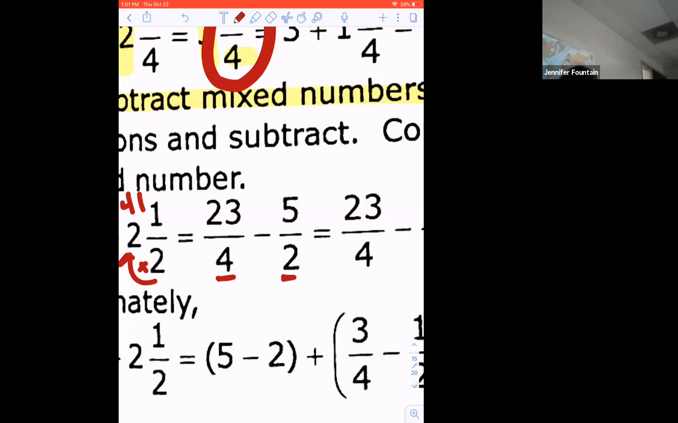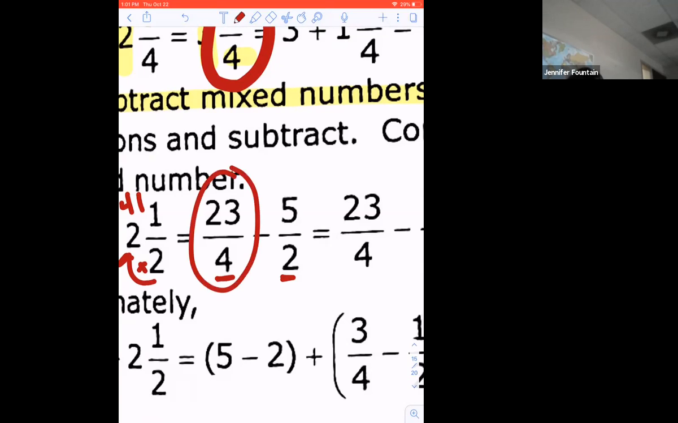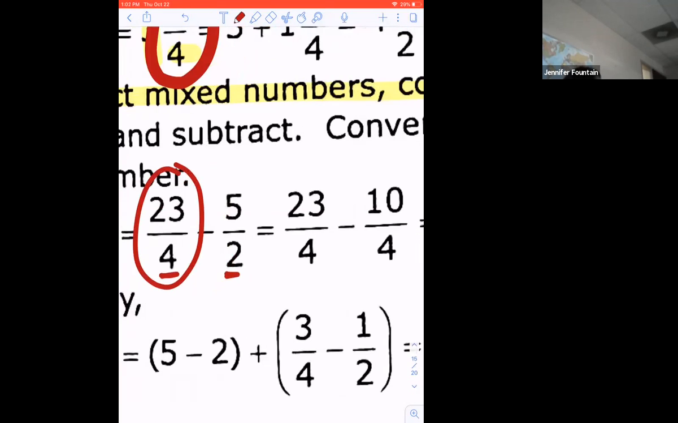And I can use my 4 because 4 divided by 4 is 1 and 4 divided by 2 is 2. So I know both of them will divide evenly into 4. So my first fraction, 23 over 4, gets to stay. But now I've got to change 5 halves to a denominator of 4. So I think about, what do I multiply 2 by to get to 4? 2. So if I multiply my denominator, I have to multiply my numerator, and 5 times 2 is 10.